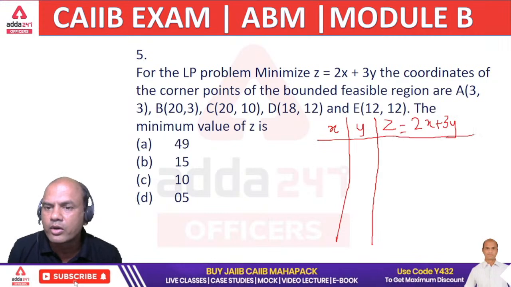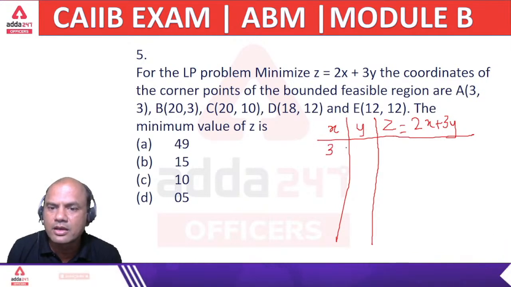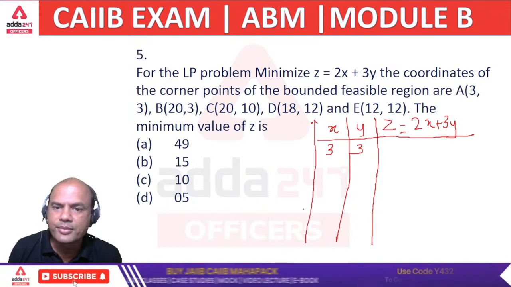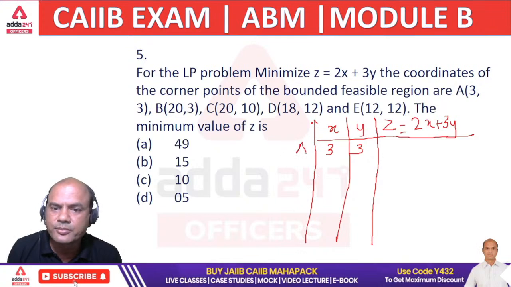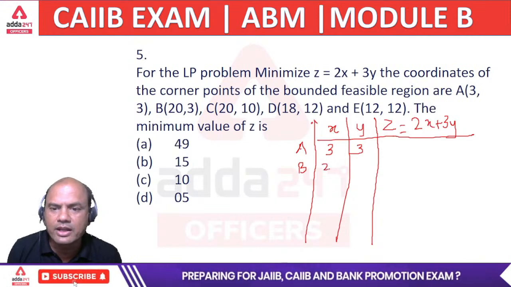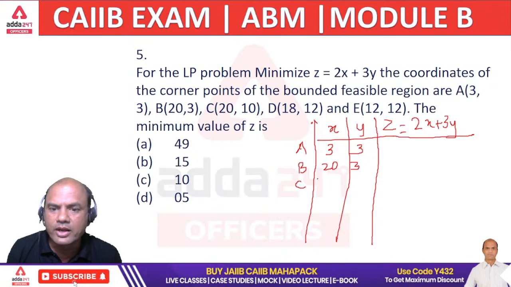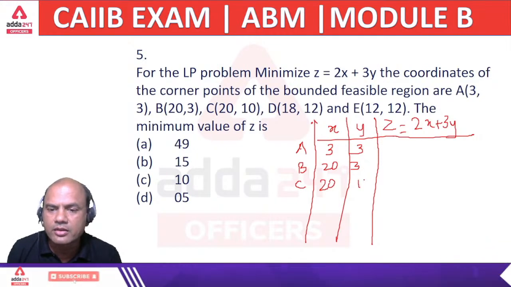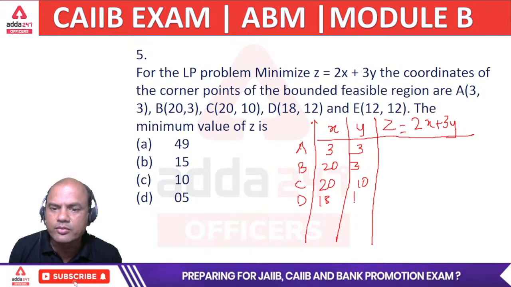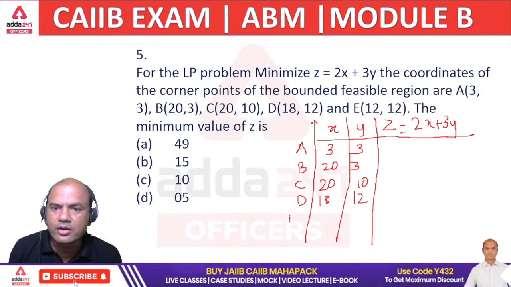Now what have you to do? Put the values of x and y everywhere. (3,3), this is point A. Point B is what? 20 and 3. Point C is what? 20 and 10. D is what? 18 and 12. E is what? 12 and 12.